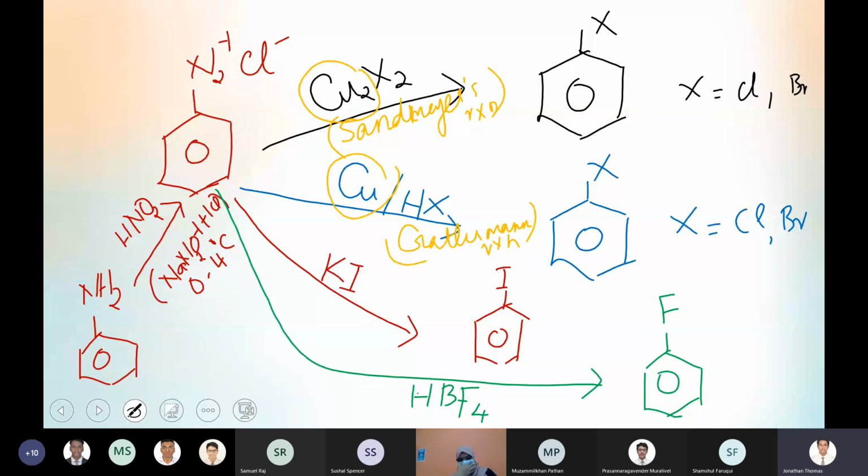But as I said earlier, this step is not so important. The second step you should choose carefully. NaNO2 and HCl, even if you take it in the first step, but in the second step, if you need a bromo product then it should be Cu2Br2. There you need to be very specific, that is in Sandmeyer's or in the Gattermann process. In that area you need to be specific about the reagent you use.